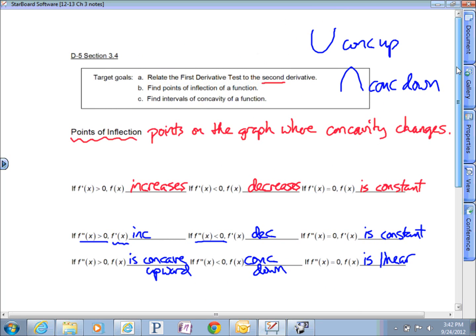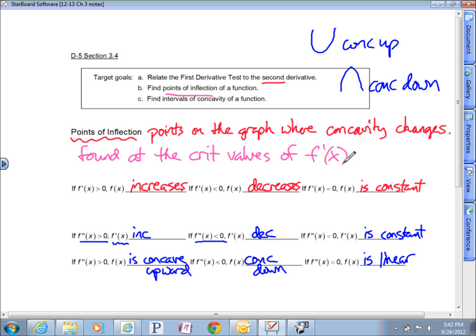Now, how do I find points of inflection of a function? Points of inflection are found at the critical numbers, or the critical values, of f prime of x. So how do you find critical values of an original function? You take its derivative, you set it equal to 0.